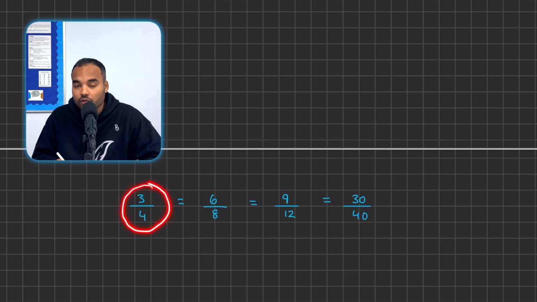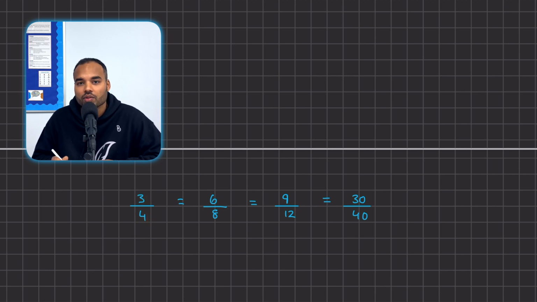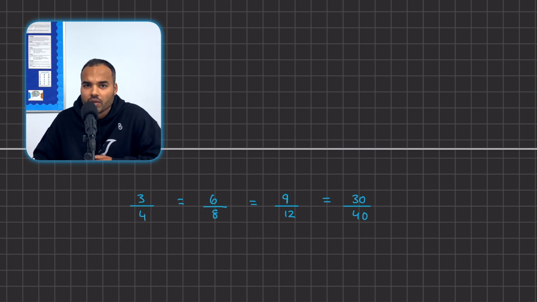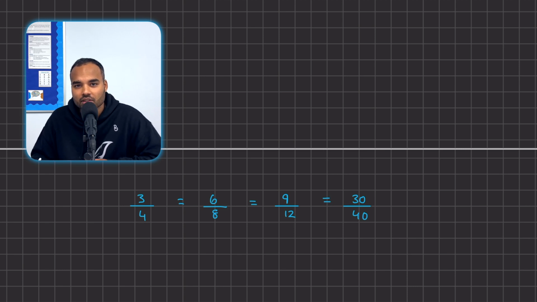However, 3/4, we say, is the fraction that's in its simplest form. The reason that it's in its simplest form is because there is no other number that goes into 3 and 4 apart from 1. So when the only number that goes into the numerator and denominator exactly, without leaving a remainder, is 1, when that's the only number that goes into both the top and the bottom, then we say that the fraction is in its simplest form.